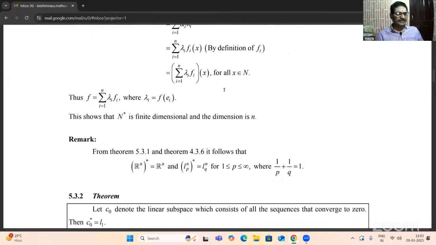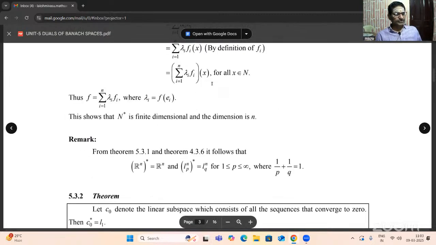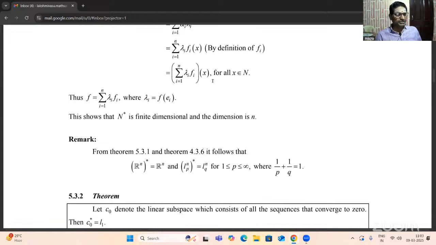Now let us see this one. You just have to observe this given remark. From the above theorem, it follows, from the previous part in the fourth unit, the sixth theorem, that an n dimensional linear space is called Euclidean space. The dual space of Euclidean space, or the dual space of an n dimensional real linear space, is also R power n. The duality of R power n can also be represented as LP of n dimension.